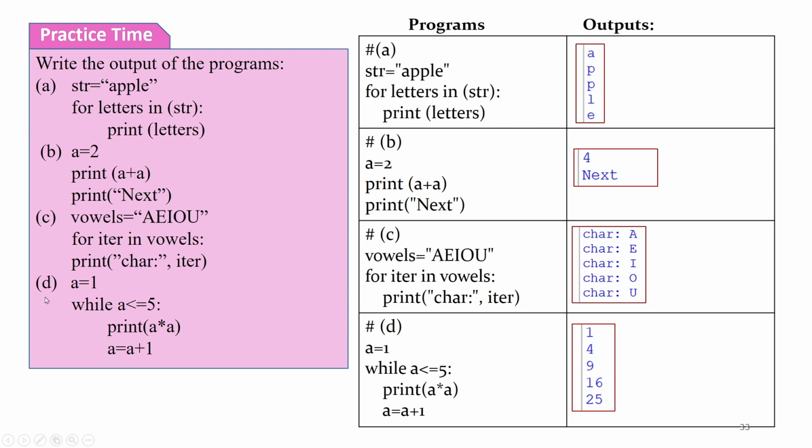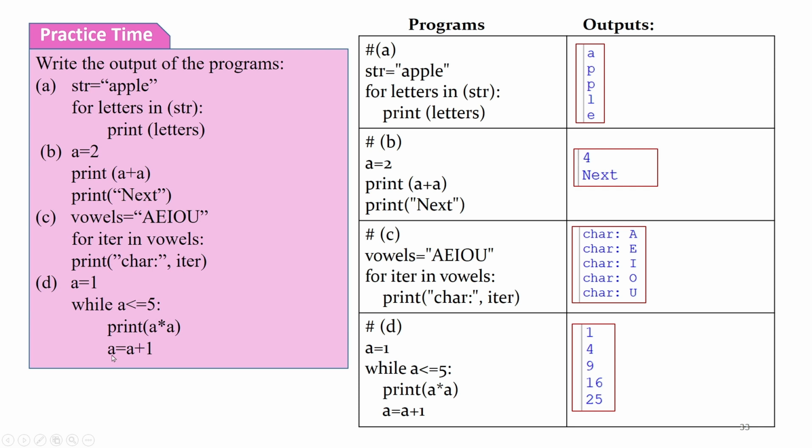Then in the D part, it says a is equal to 1. a is initialized as 1 and it says while a is less than or equal to 5, print a into a. So the first value was 1. It is printing a into a, which means it will print 1 times 1, the square of 1. Then a is equal to a plus 1.